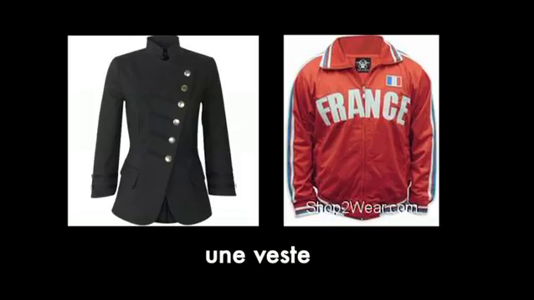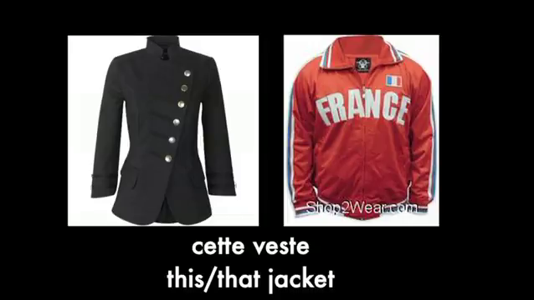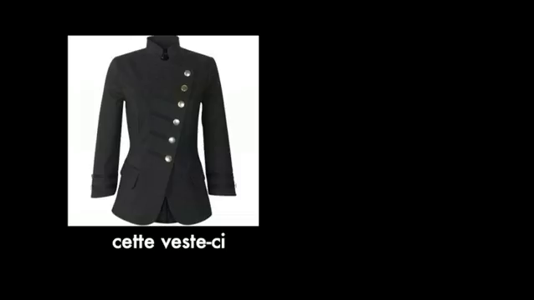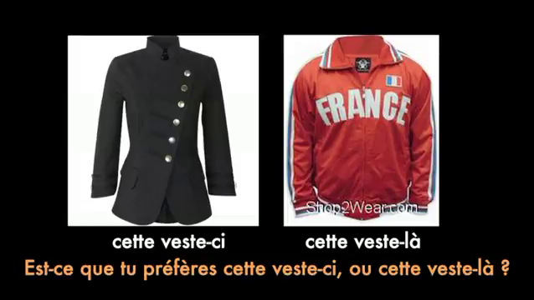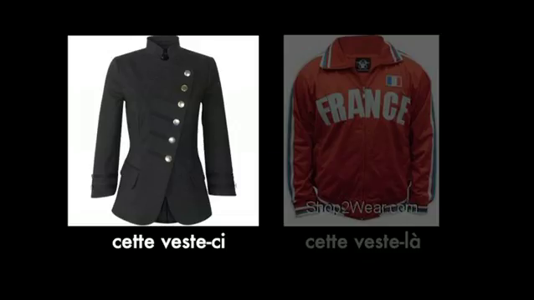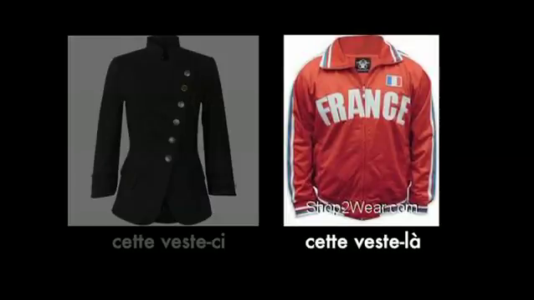So, for example, une veste in French is feminine. So whether I want to talk about this jacket or that jacket, I need to use cette veste. And to make a distinction between this jacket and that jacket, I'll need to refer to cette veste-ci and cette veste-là, this jacket and that jacket. So, you tell me now, Est-ce que tu préfères cette veste-ci ou cette veste-là? If you said cette veste-ci, you meant this jacket. If you said cette veste-là, you meant that jacket.